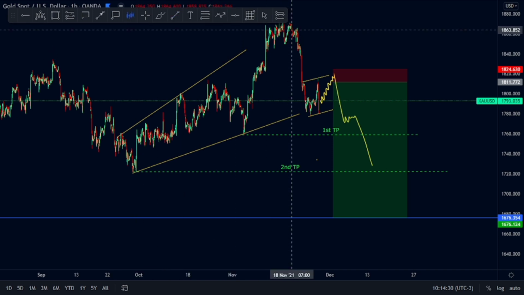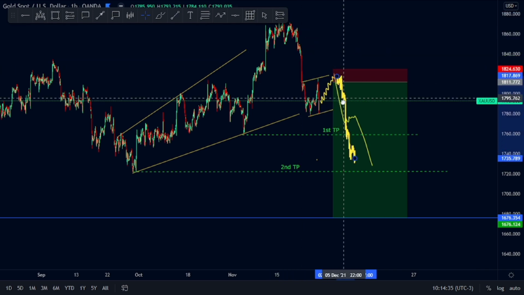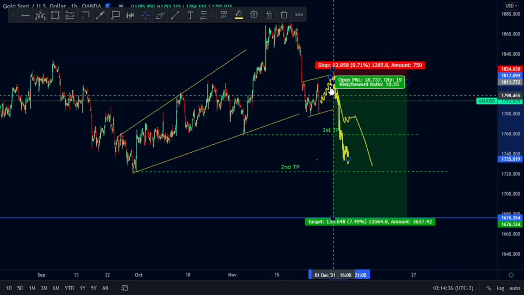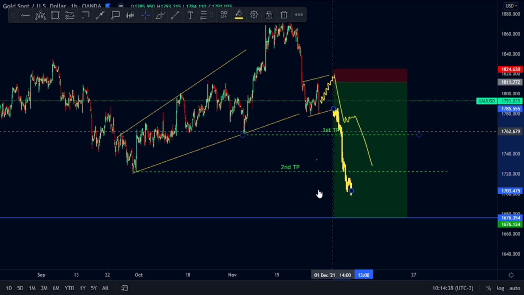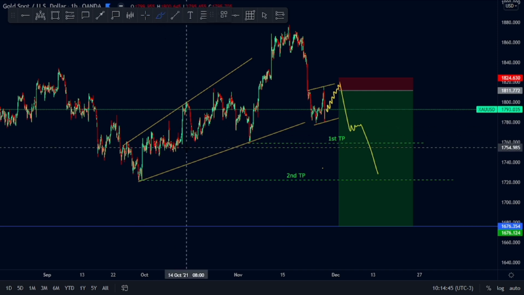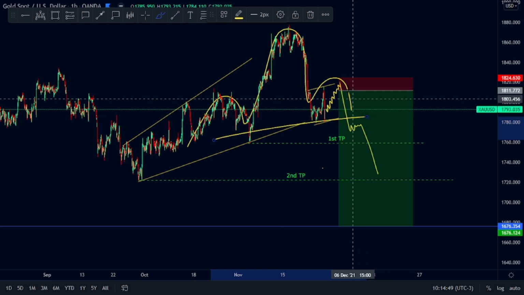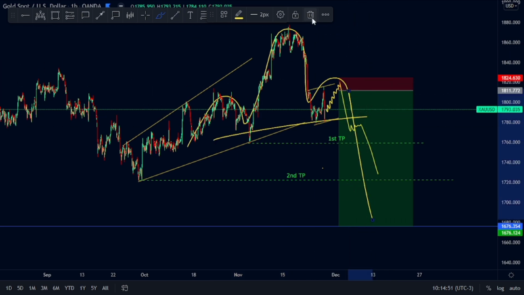Let's measure the impulsive leg for the first possible target, obviously from the top there, somewhere around this area from the bottom, surpassing that level. So we are looking for selling opportunities on gold. Another thing that you can see, if you look left, I'm seeing a left shoulder, head, and a right shoulder, confirming our sell bias on gold.